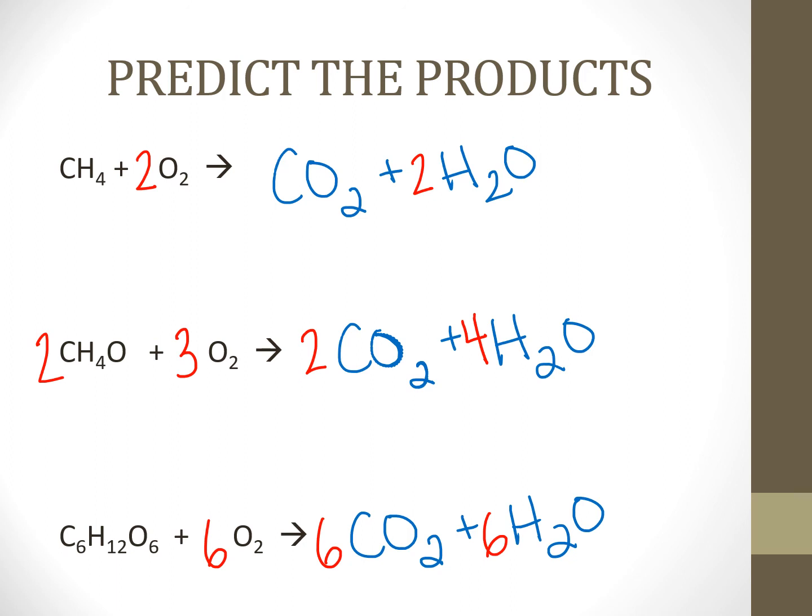Okay, so these should be your answers. Your first equation should be 1, 2, 1, 2. The second equation was an instance where you should have doubled everything in order to balance out those oxygens. So you end up with 2, 3, 2, 4. And the last example, you should have 1, 6, 6, 6. So again, combustion reactions always are going to have the same products, CO2 plus water. And just remember, you could have a combustion reaction that's also a synthesis reaction. So just something to be aware of.